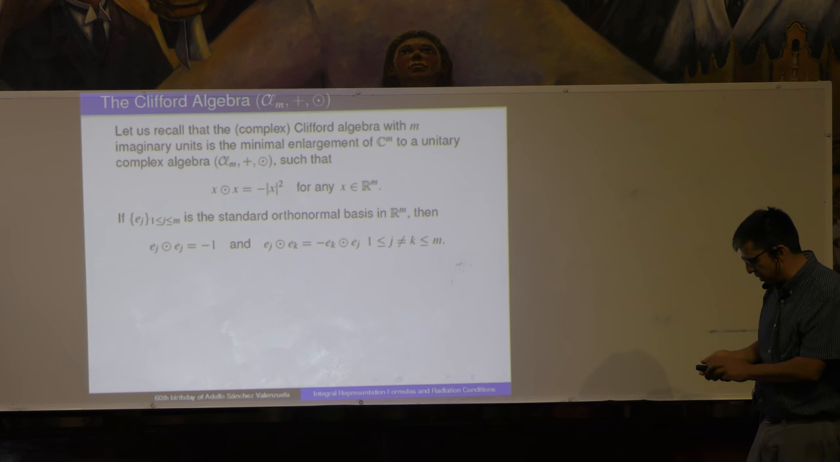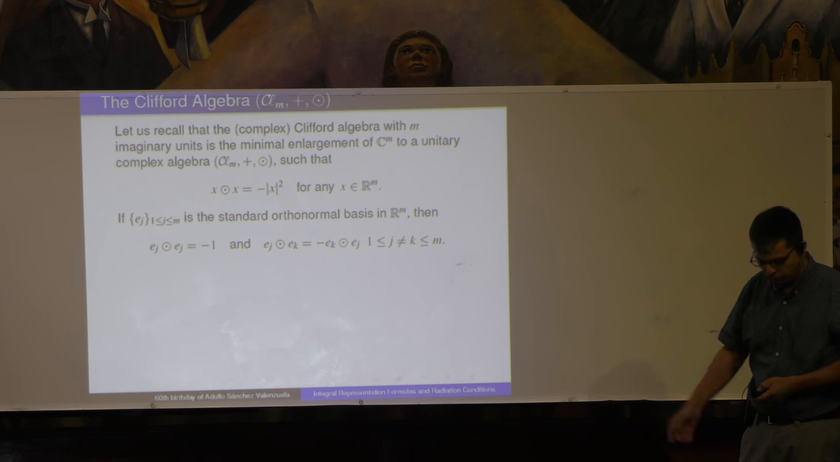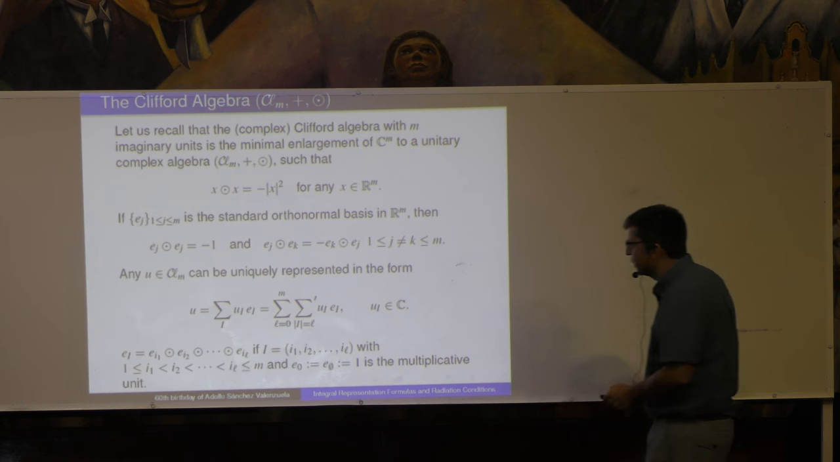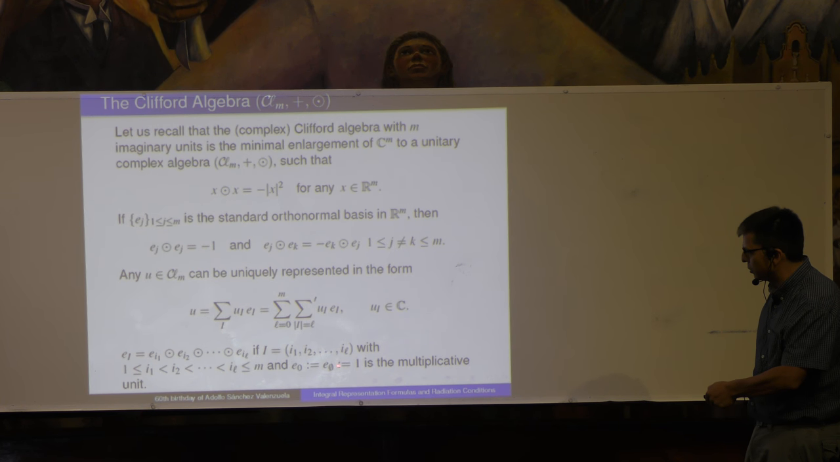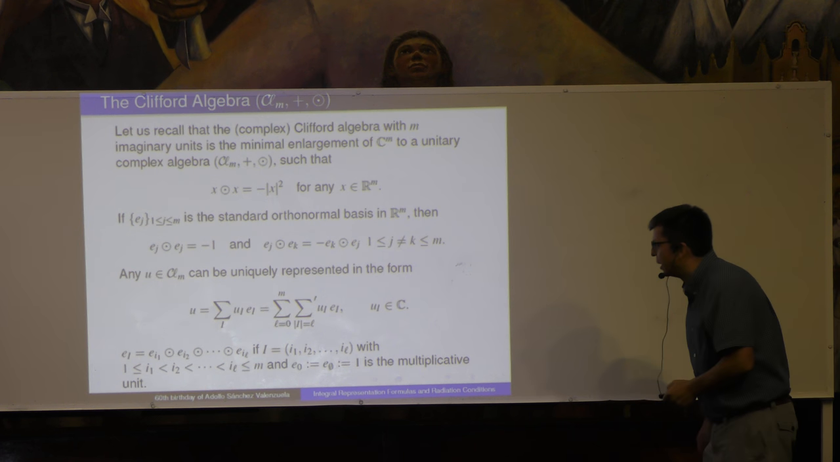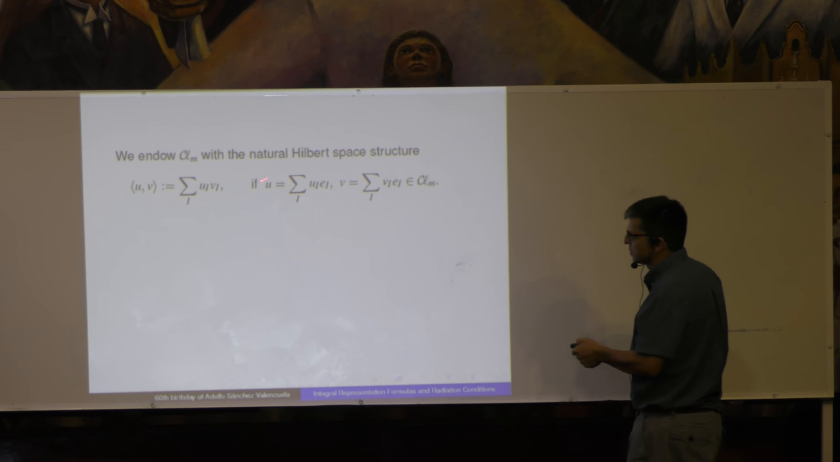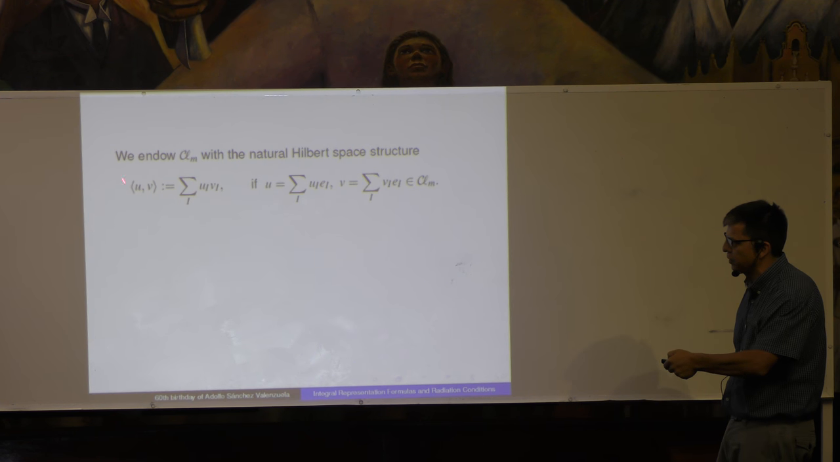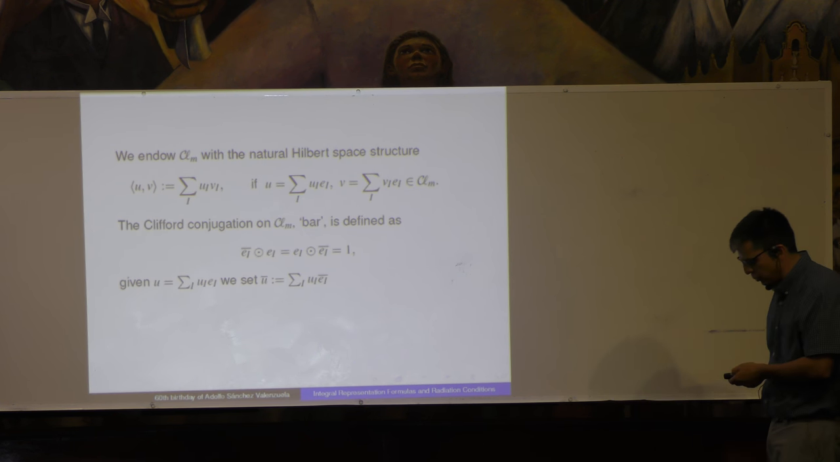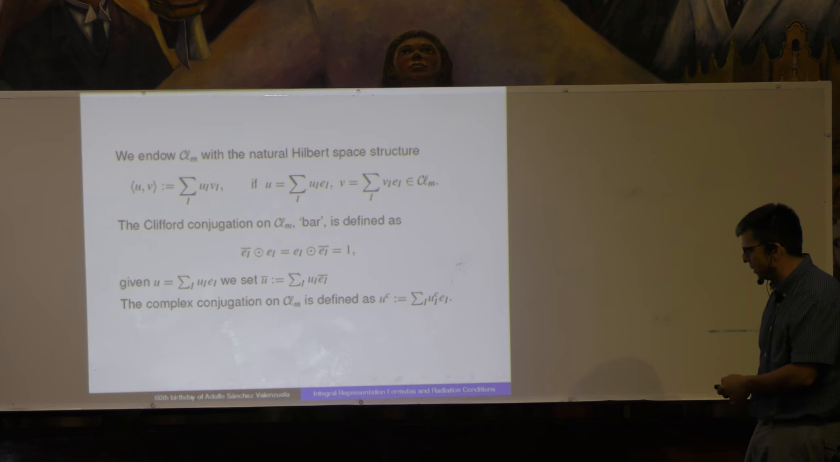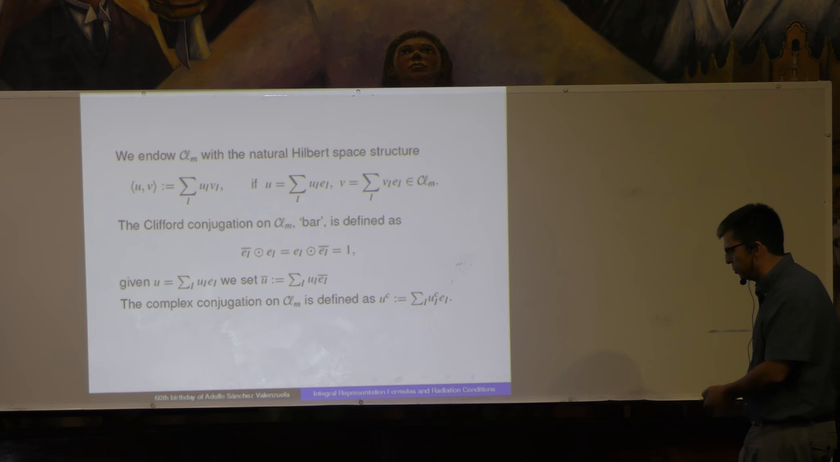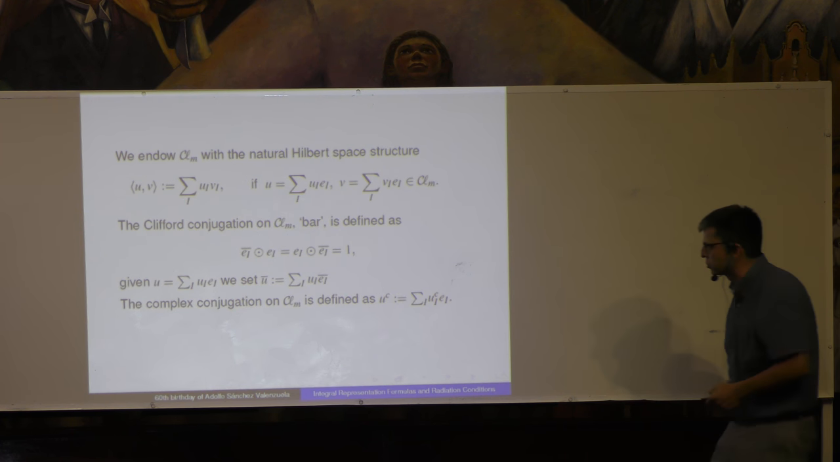So with these two relations, we generate the Clifford algebra making all the products. So any element will be a combination of products of these basic elements in strictly increasing order, together with the multiplicative unit. And I will take it as a natural Hilbert structure, so the dot product will be denoted by this. The Clifford conjugation will be this and extended linearly, and the complex conjugation will be just to take the conjugate on each component.